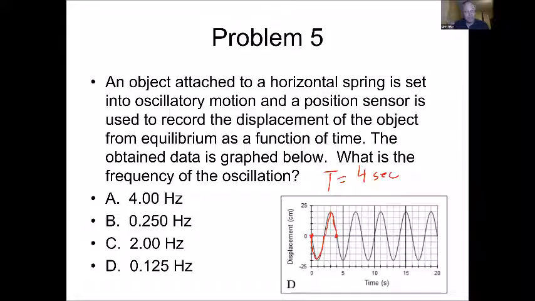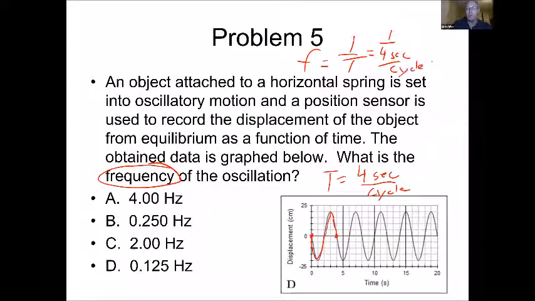So some of you picked A. But remember, this question didn't ask about the period, it asked about the frequency. The period measures the number of seconds for each cycle. The frequency is the inverse of that. The frequency measures the number of cycles per second. So frequency equals 1 over the period, which means in this case, it would be 1 over 4 seconds per cycle, which ends up giving us 1/4 cycles per second, which is 0.250 hertz.